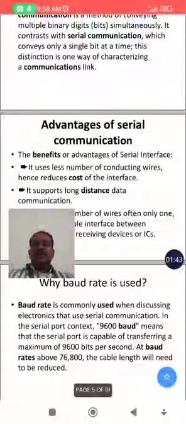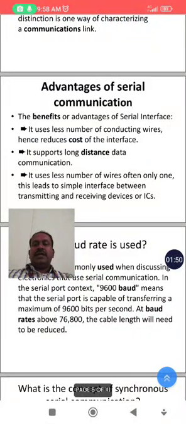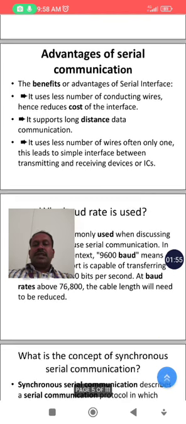The next one is the advantages of serial communications. The benefits of the serial communication interface are that it uses a smaller number of conducting wires. Also it can reduce the cost of the interface, and it supports long distance data communications. It uses a smaller number of wires, often only one. This leads to a simple interface between the transmitting and receiving devices or ICs.